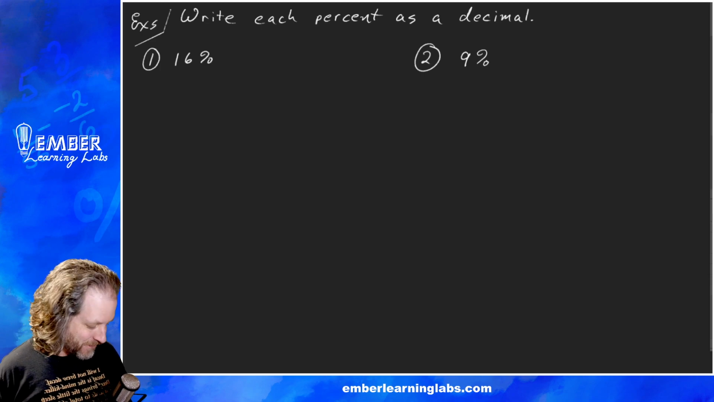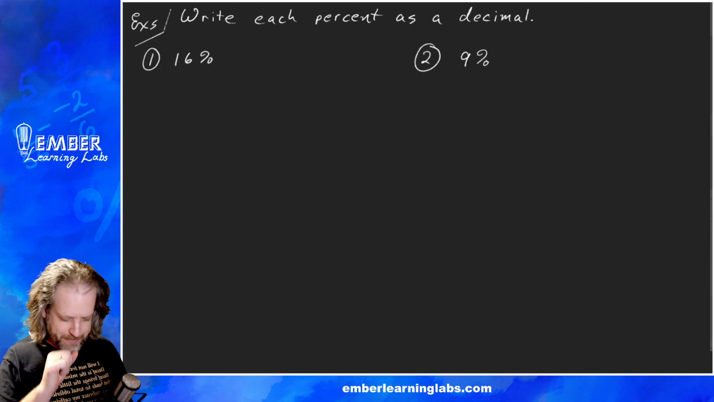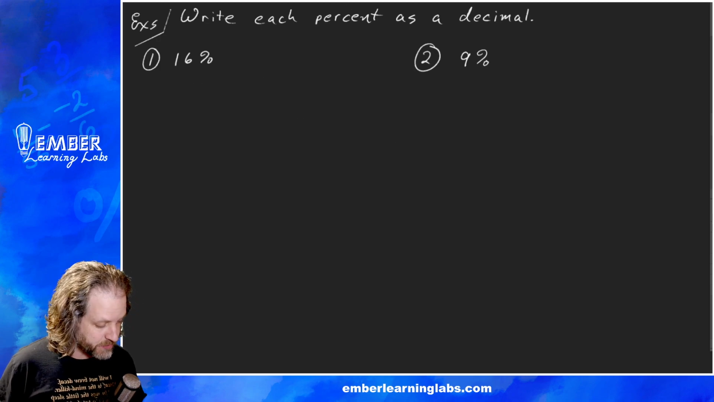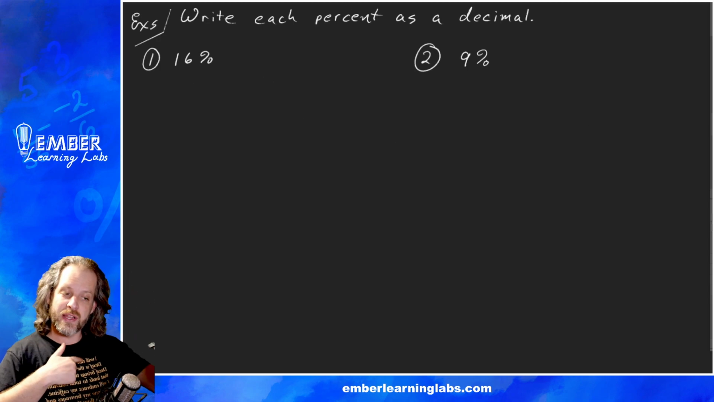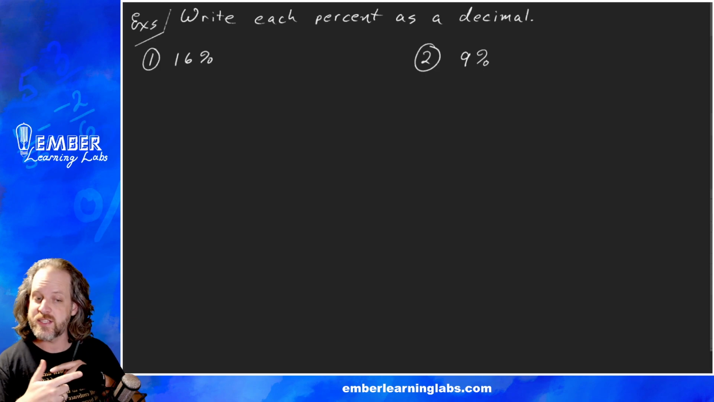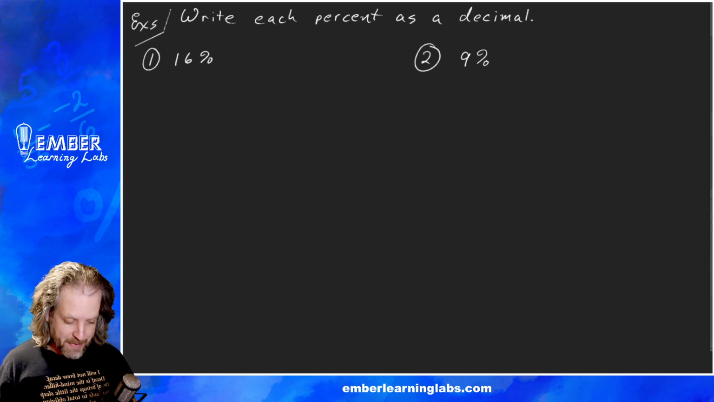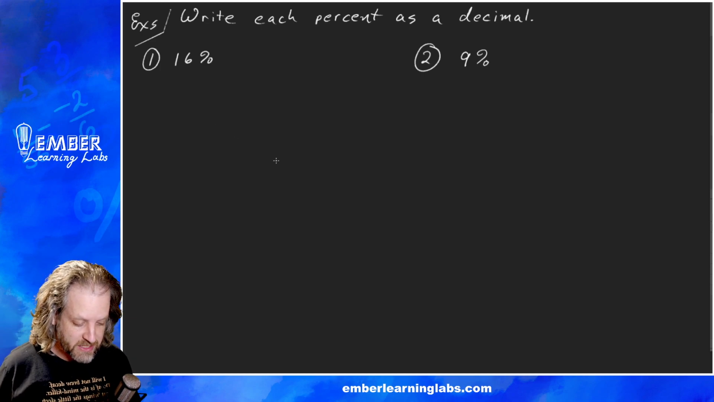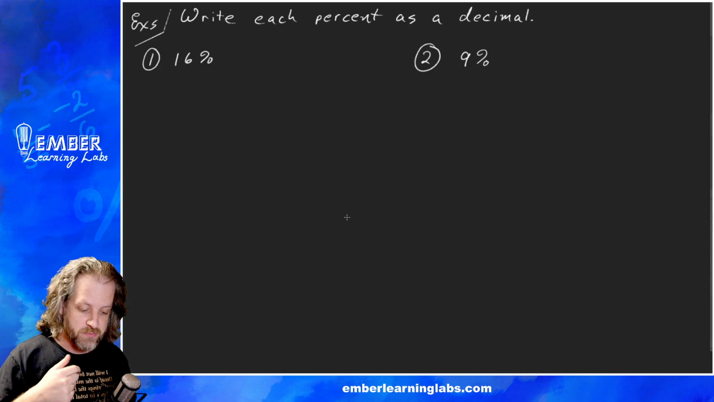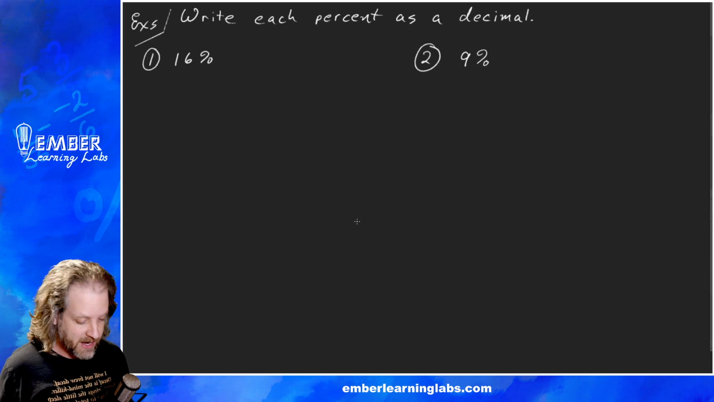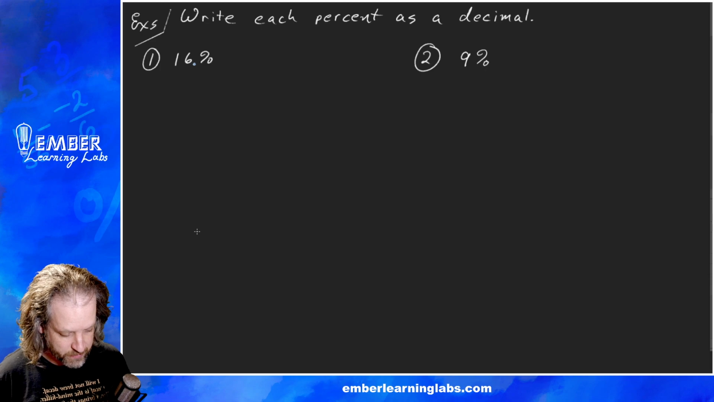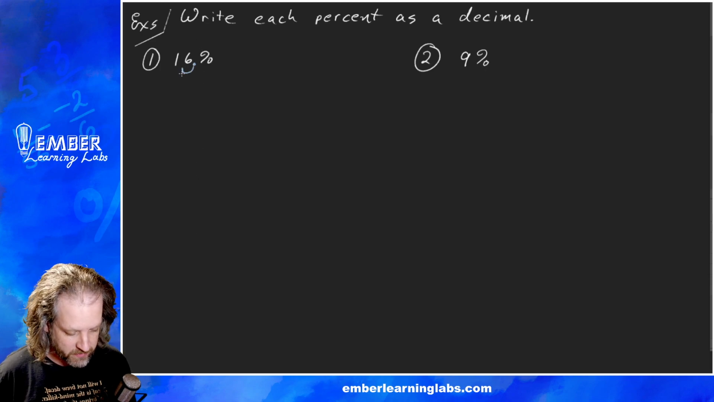So for these first few examples, we're going to write a percent as a decimal. We did this the other way around in the last lesson where we wrote a decimal as a percent. It's the same idea, but we're going the other way. So we still move the decimal place 2 times, we just move it to the left this time. To write 16% as a decimal, we move the decimal place once and twice.